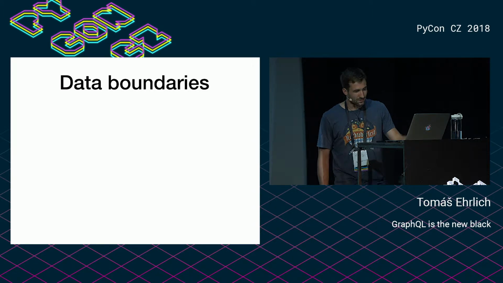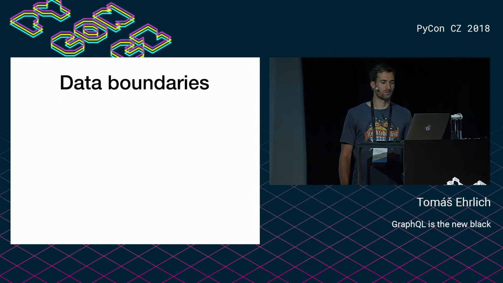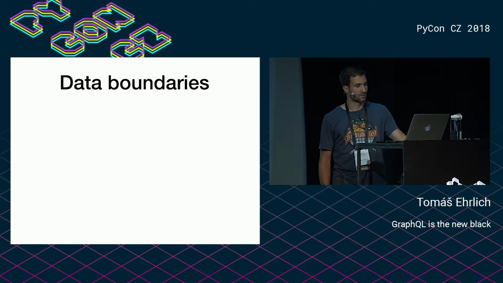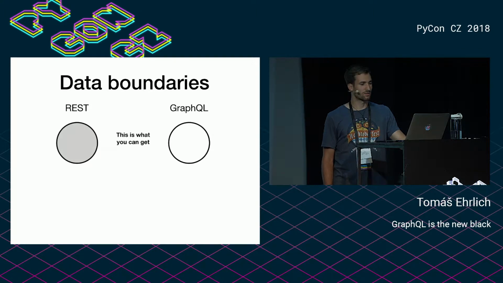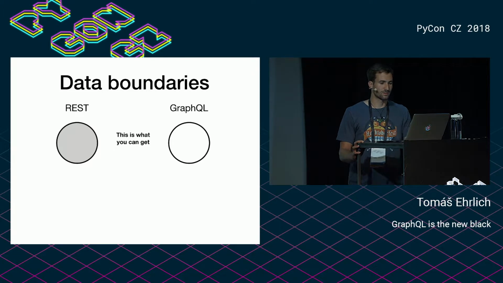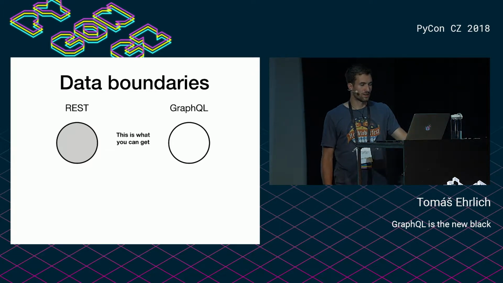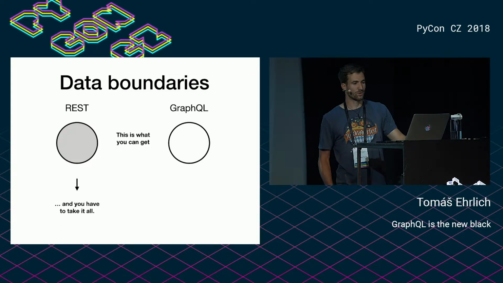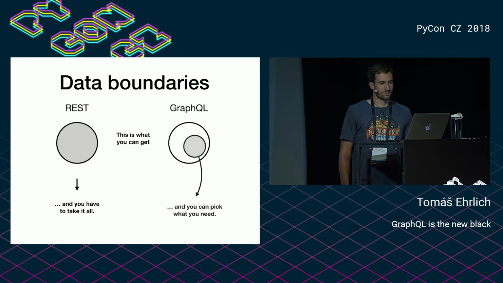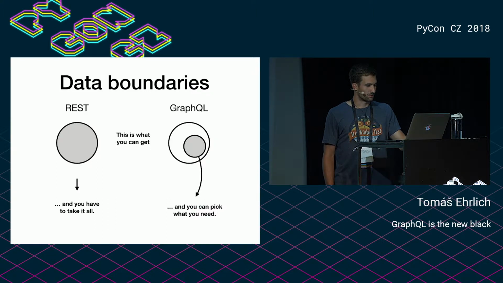So it might feel a bit dangerous to give the client the power to query arbitrary data from the server, but actually that's not the case. The server is still in charge of setting the boundaries of what we can get, but the difference is, in REST, we define the response, and the client needs to take it all. But in GraphQL, we define a set of all data the client can get, and the client can pick only the data it actually needs. So this is the main difference between GraphQL and REST.